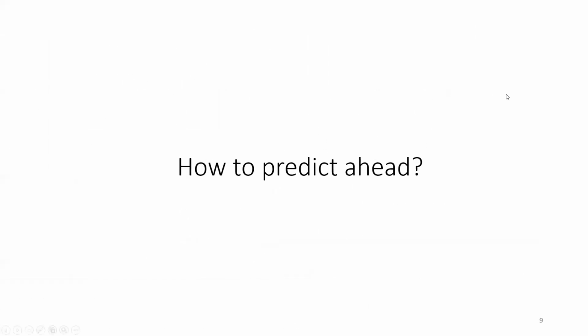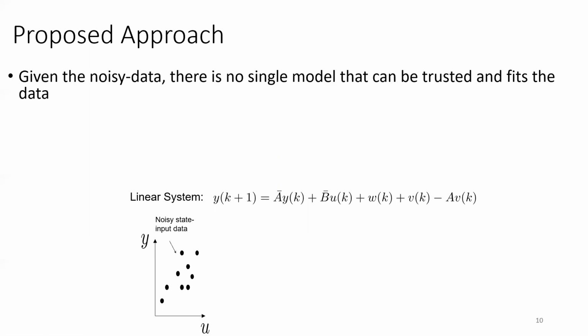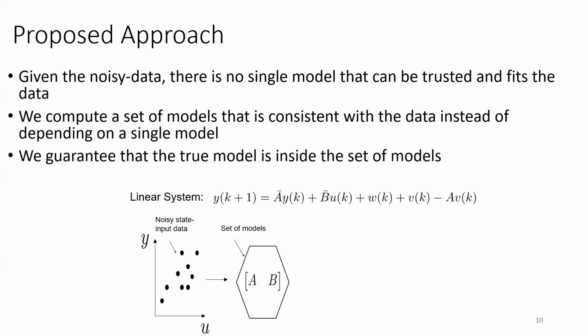So how to predict ahead in our data-driven controller. The proposed approach can be summarized in the following. Given the noisy data, there is no single model that can be trusted and fits the data. Instead, we compute a set of models consistent with the data instead of depending on a single model. And we guarantee that the true model is inside the set of models. And we propagate ahead and have the time update starting from the initial set or the current set. And we propagate using the set of models to compute an over-approximation for the reachable set.